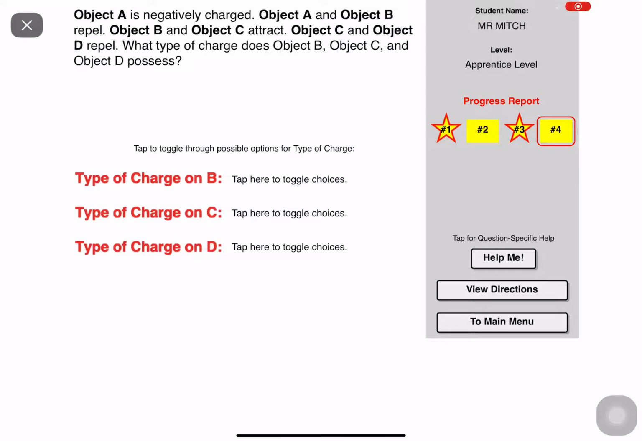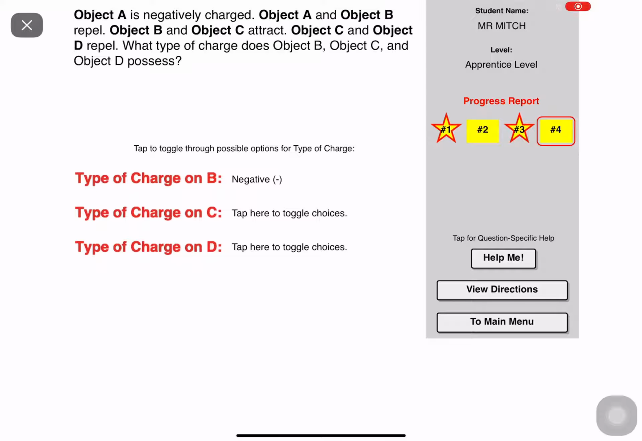A is negatively charged. A and B repel. B and C attract. C and D repel. What type of charge does B, C, and D possess? All right, so A is negative. A and B repel. That must mean B has to be negative, like charges repel.